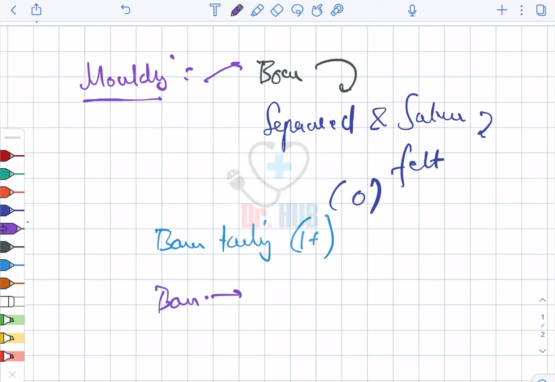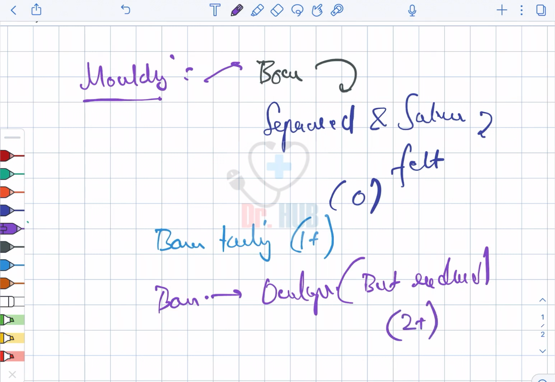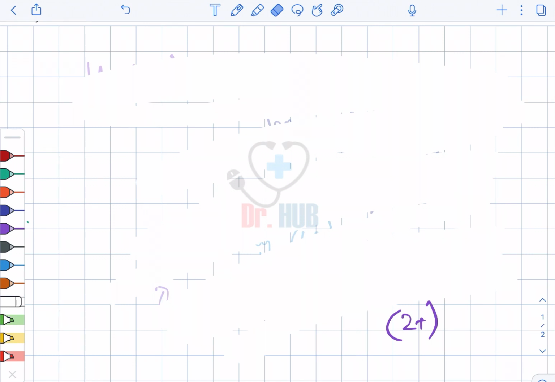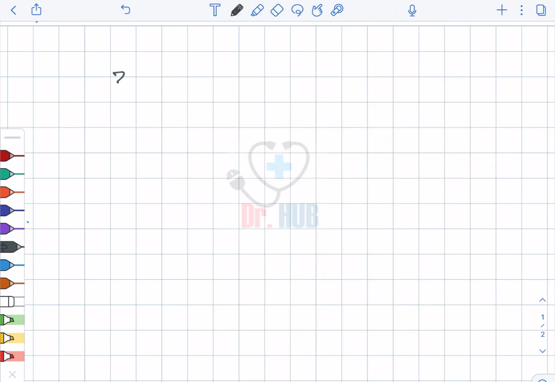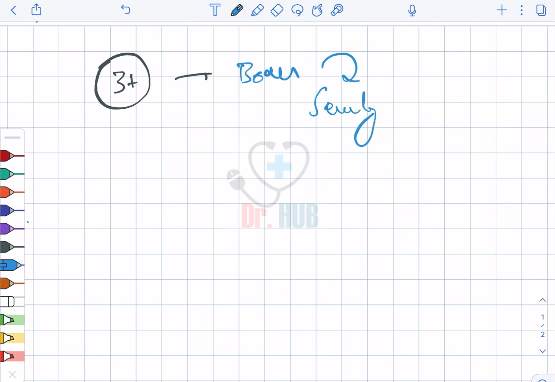Next, if you see the bones overlap but are reducible, this is 2 plus. Next comes the 3 plus. In case of the 3 plus, the bones severely overlap, and it is irreducible.